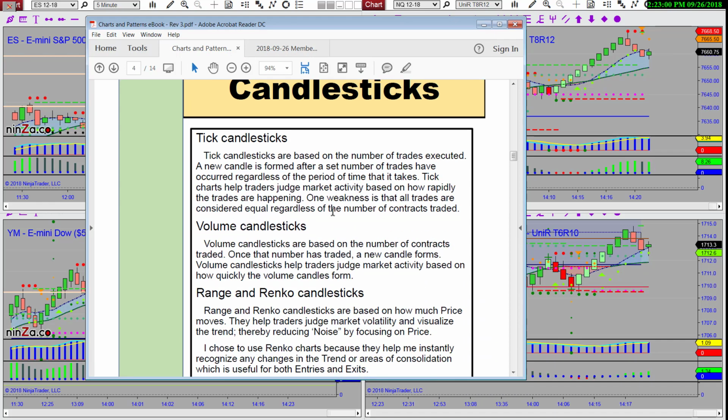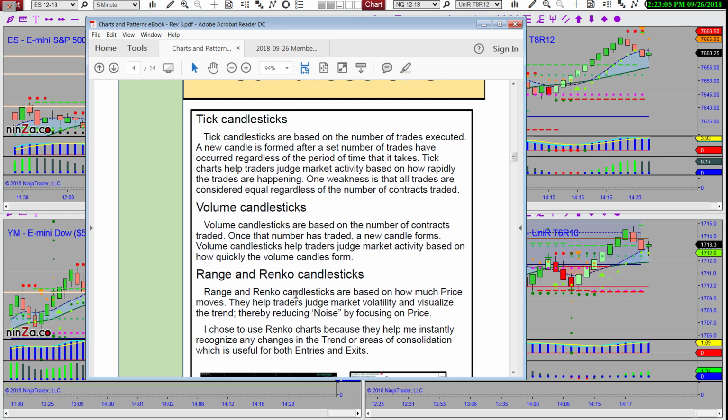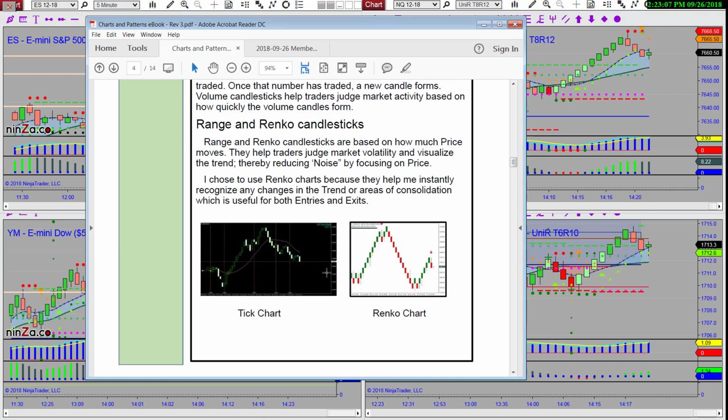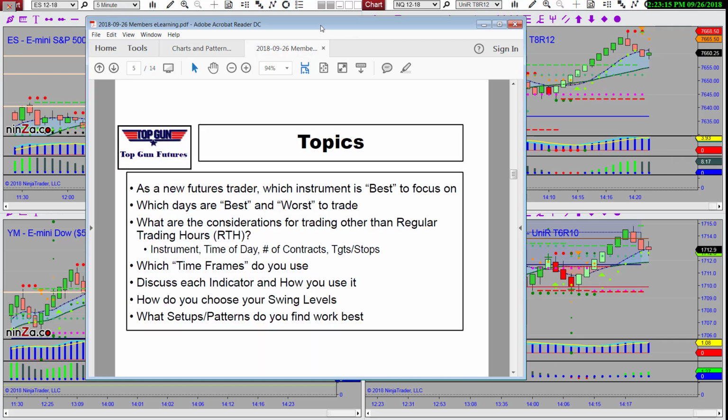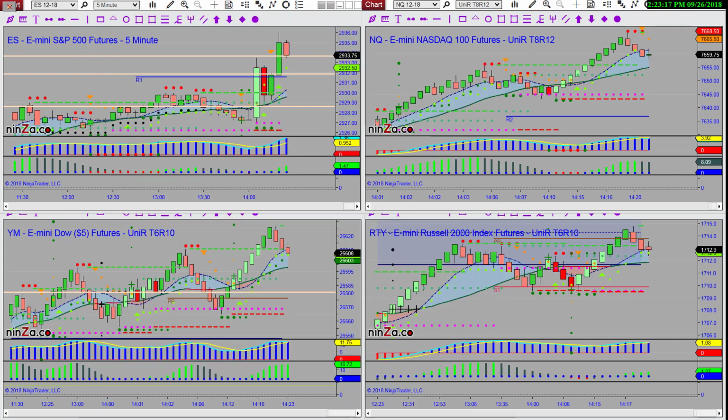All right, and then there's ticks. I don't use volume. I'm pretty much a price guy, so price lends to swing levels and Renkos. And let's go ahead and talk about the potential time frame differentials.